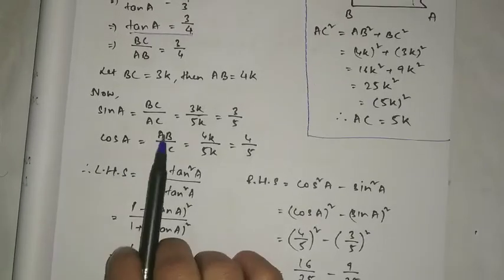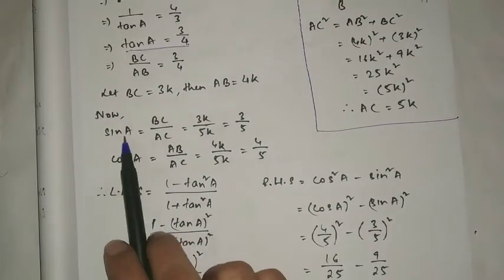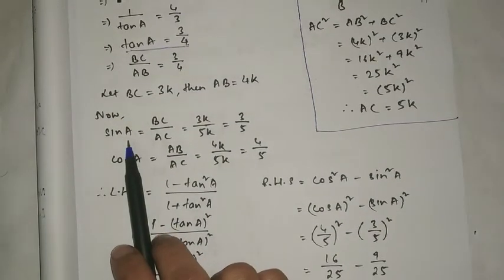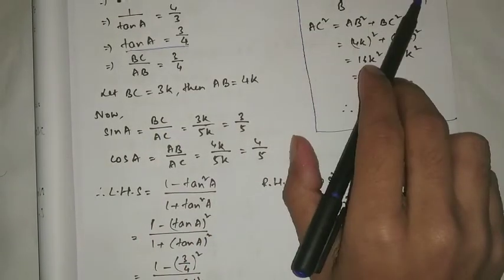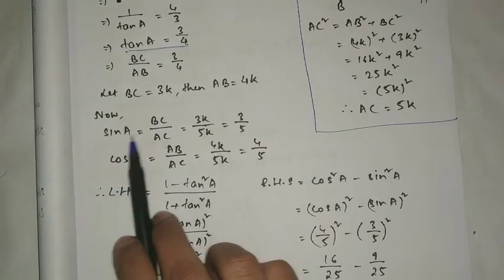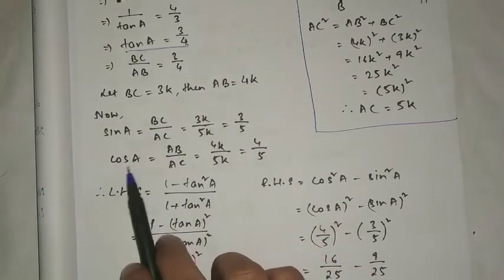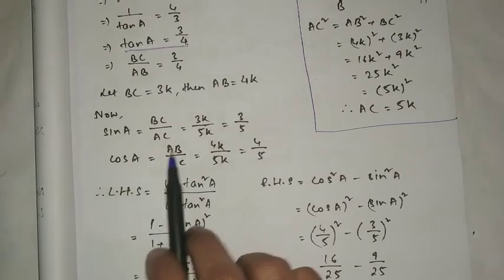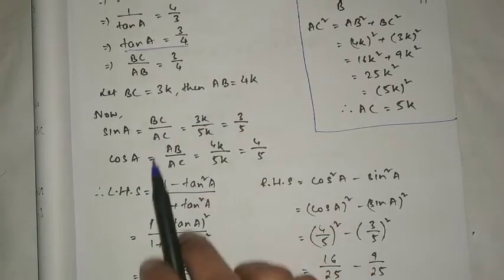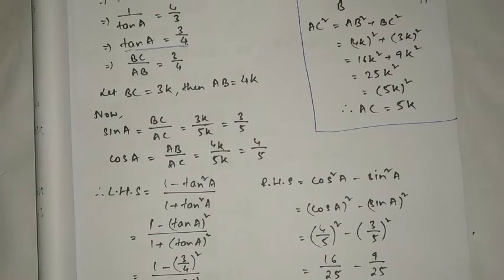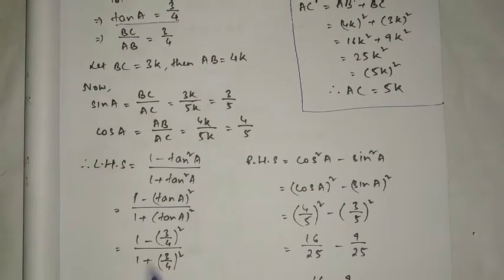So we determine the value of sin A: sin A is perpendicular by hypotenuse. The perpendicular is BC and the hypotenuse is AC. So we get sin A as 3 by 5 and cos A as 4 by 5. Cos A is base by hypotenuse. Some people get confused here. I hope you have memorized this simple sentence.